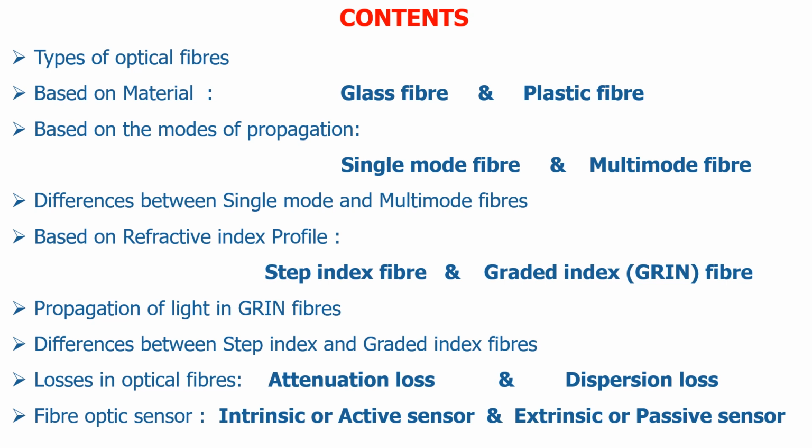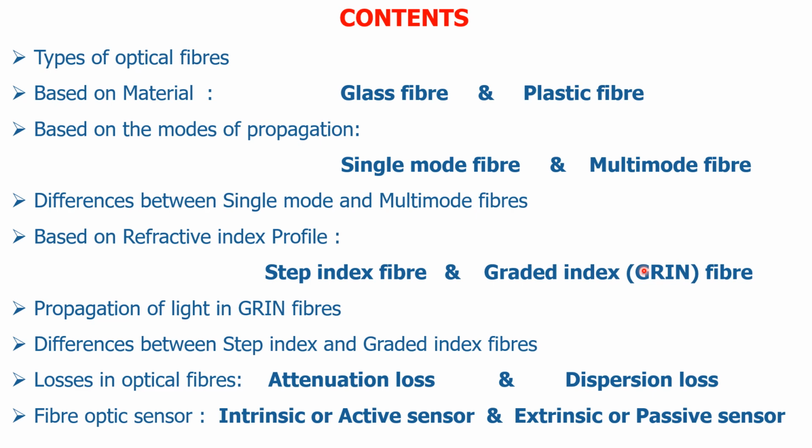So what we are going to see today is how we are classifying the optical fibers. The main classification is based on three parameters. One is the material, second one is mode of propagation, then third one is refractive index. So based on material, it is classified as glass fiber and plastic fiber. Based on modes, it is classified as single mode and multi-mode fiber. Based on refractive index, it is classified as step index and graded index.